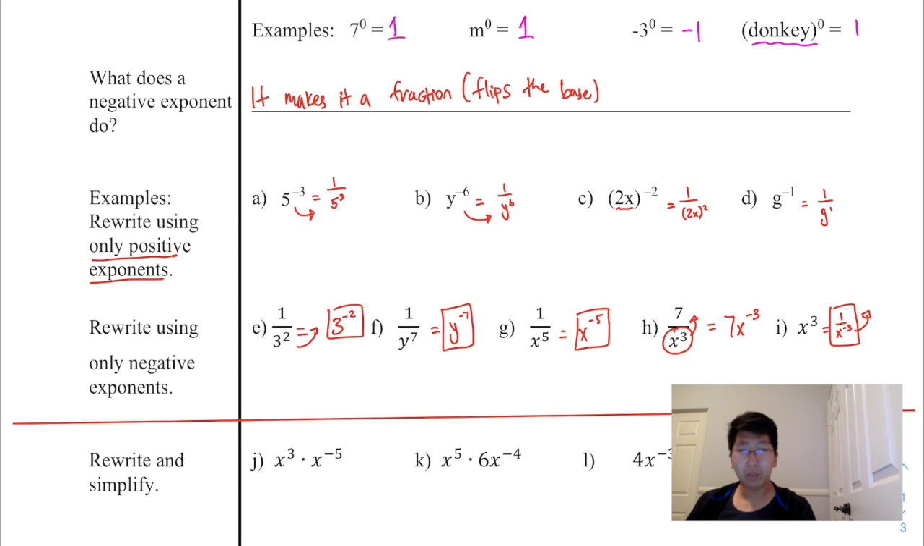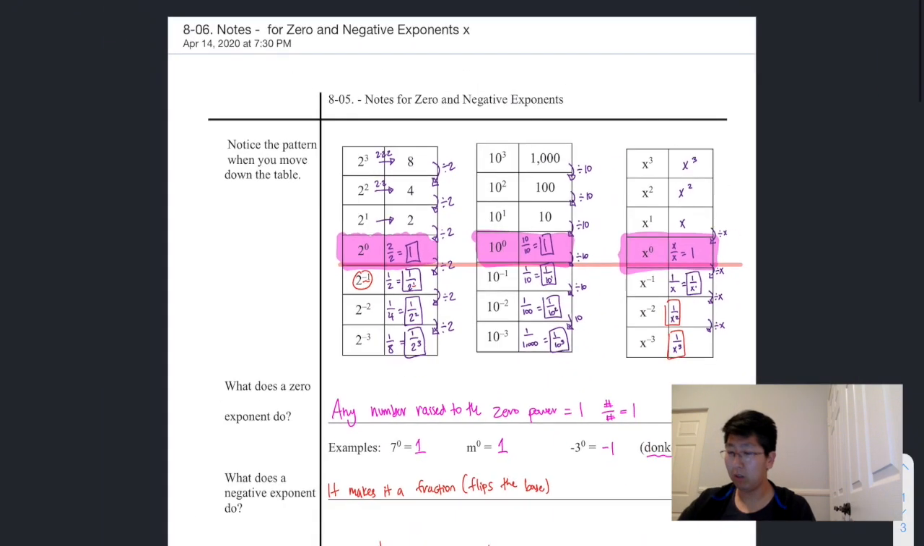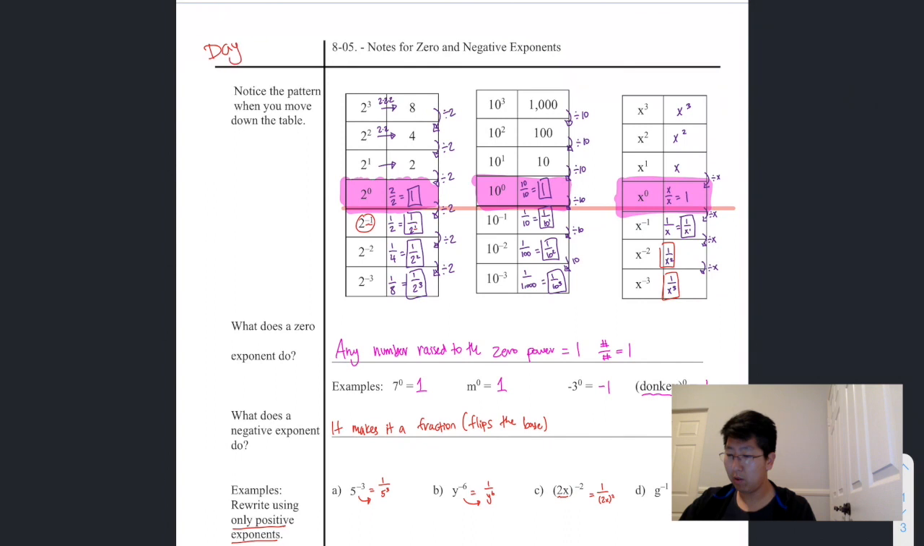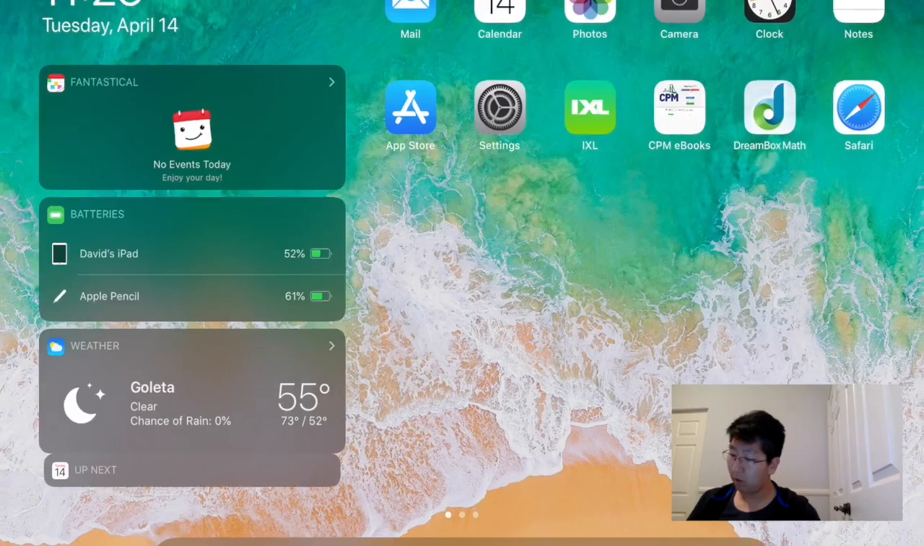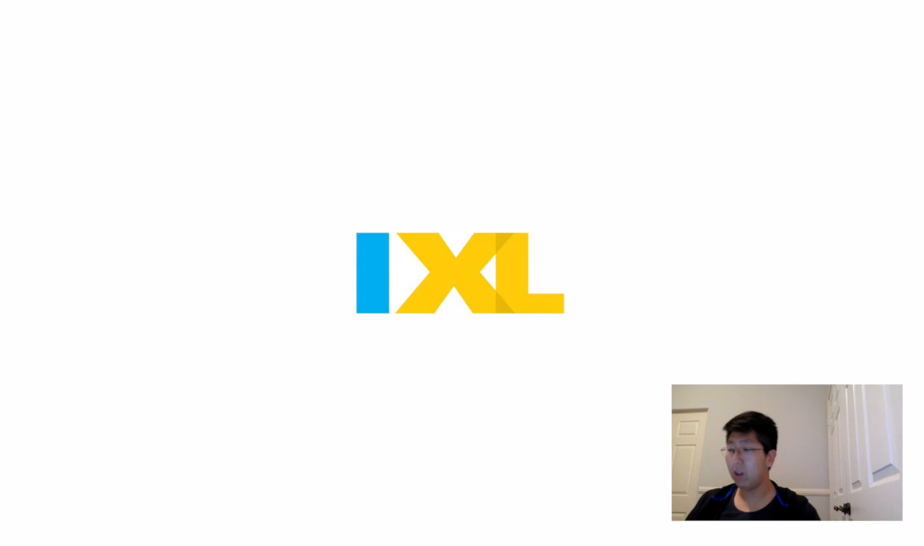So that's all I'm going to have you do for today. That's going to be for day 1. The next set of notes will be day 2. So all of this right here is day 1. The rest of it will be day 2. Okay. What you have for your homework is this IXL. So if you click on that, it should send you right to it. Okay.